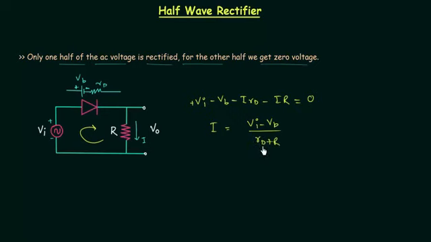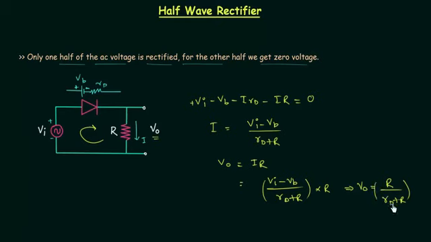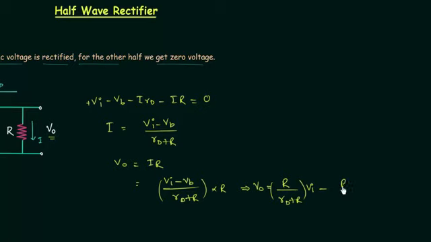This is the value of current I, and we can easily calculate the output voltage Vo. This is equal to I R. So we have Vi minus Vb divided by Rd plus R multiplied by capital R. We can also write this equation like this: V output is equal to R divided by Rd plus R multiplied by Vi minus R divided by Rd plus R multiplied by Vb. This is what we have in case of piecewise linear model.